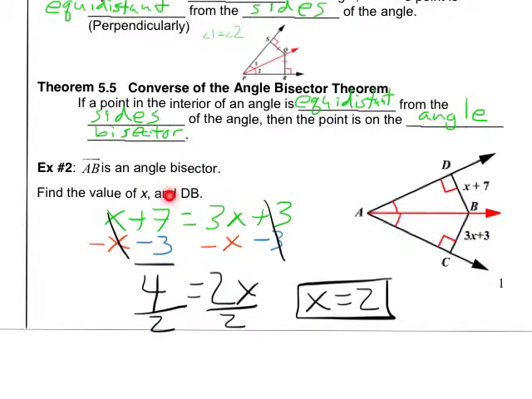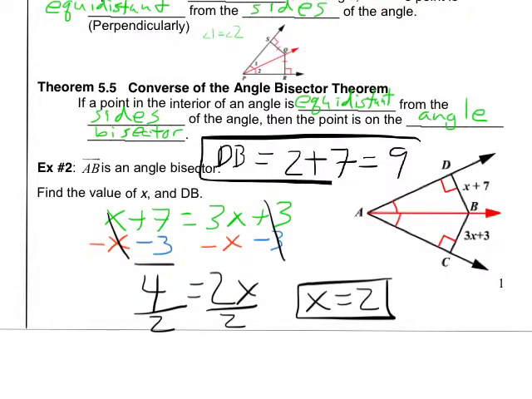But this problem also wanted to know what the length of DB was. So here's DB, and it's also going to be the same thing as BC. And so we can just take x equals 2 and plug it in. So instead of x plus 7, we will now have 2 plus 7. This is what DB equals. And 2 plus 7 is, of course, 9. So there's the other answer. There we go. All right, so let's go ahead and switch over to the next page.